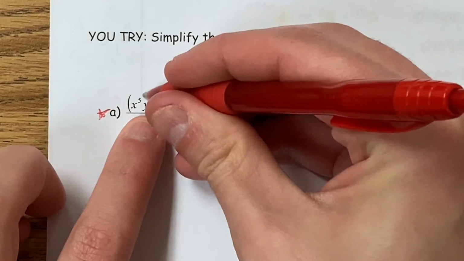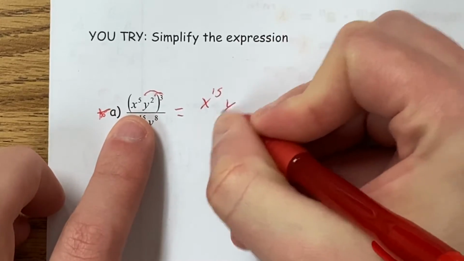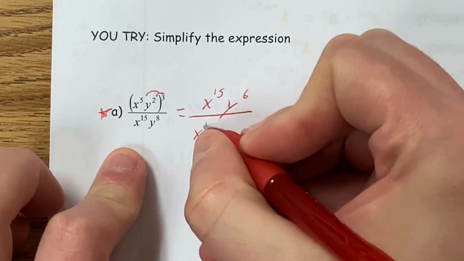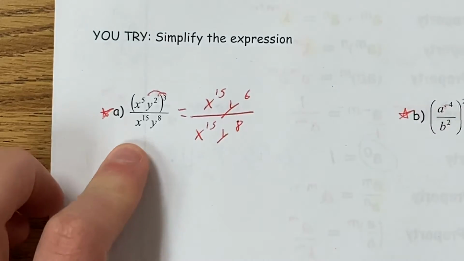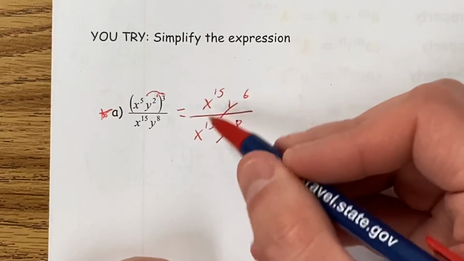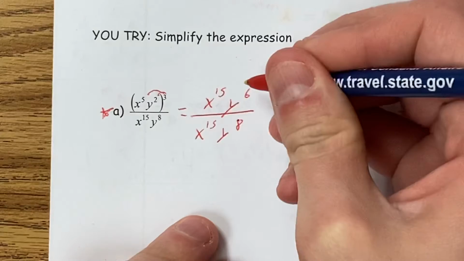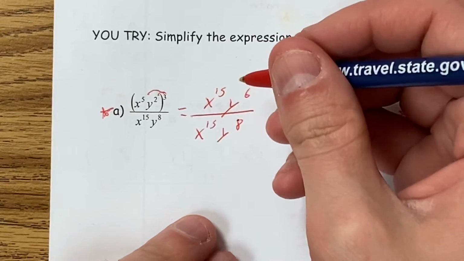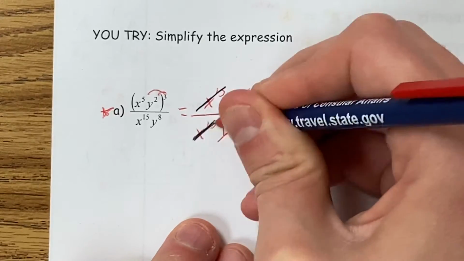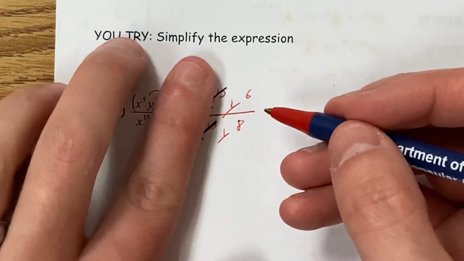So 3 times these things. 5 times 3 is 15. 2 times 3 is 6. And I'm just copying down the bottom. X15 and X15, they're exactly the same. You could do 15 minus 15 is 0, and then x to the 0 is just 1. But realistically, if you see two things are the same, you can just cross them out. It's the exact same thing. So they cross out, and you end up with y6 over y8.